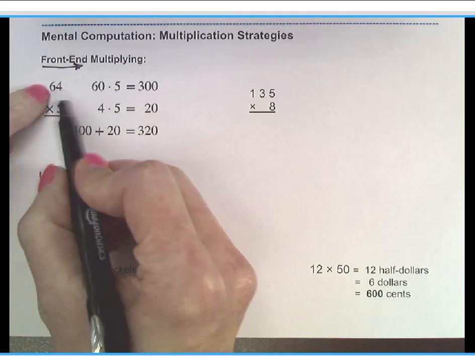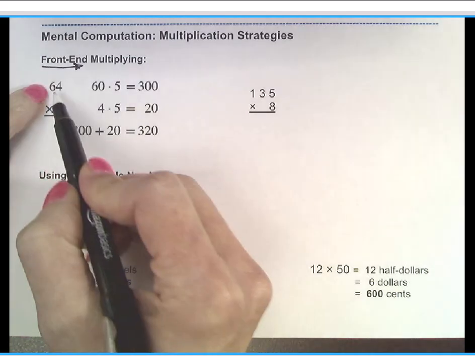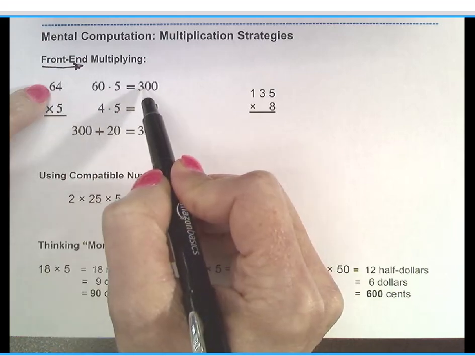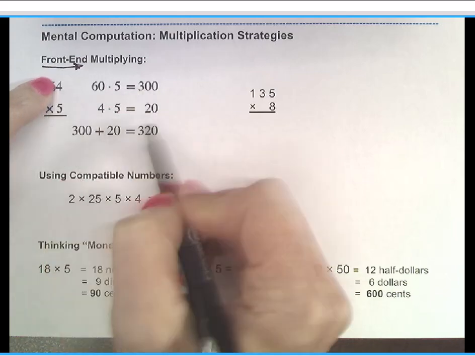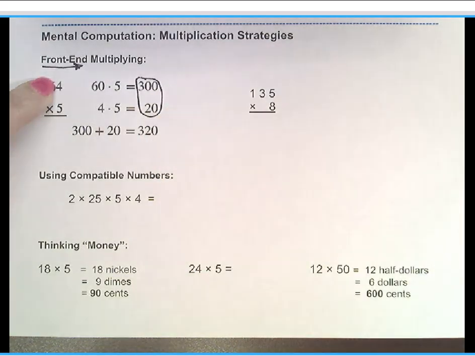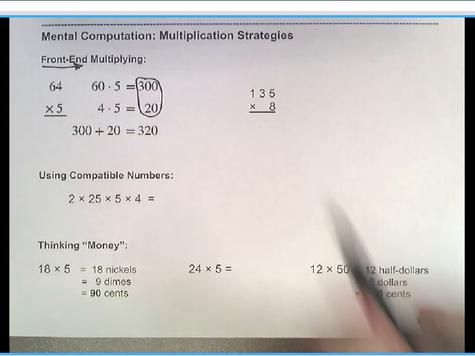So to do 64 times 5, we're going to start by doing 60 times 5. 60 times 5 is 300. And then we're going to do 4 times 5, and that's 20. And then you just add these two together, 320. Let's try one. See if we can do it.